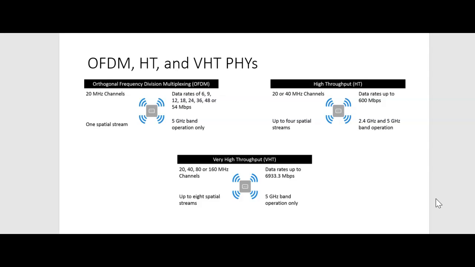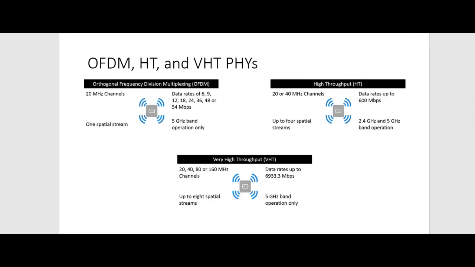Now, the high throughput, the HT standard, here it was introduced, like I said, in 802.11n. It offered several advantages over the older standards. It allowed 20 and 40 megahertz channels. An AP could offer a 40 megahertz channel and still serve a 20 megahertz channel. So I could actually have 2 running at the same time. So it was very nice and flexible.